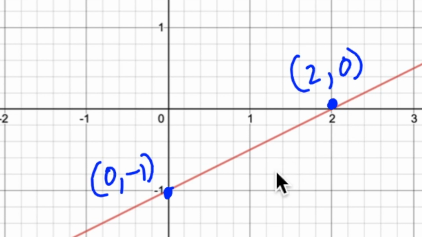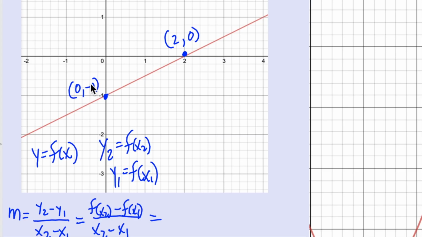Up there on the graph, right there. Okay, look. This is x1, x2. So now I can say this is f of x1, and this is f of x2. It's the same thing as y1 and y2.